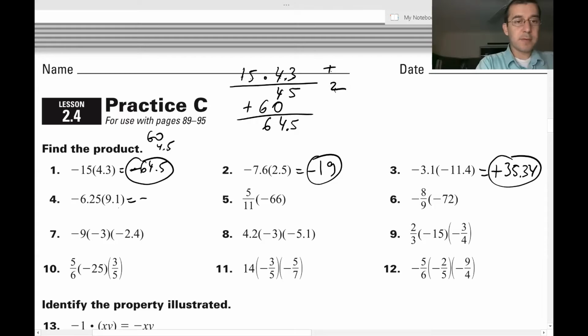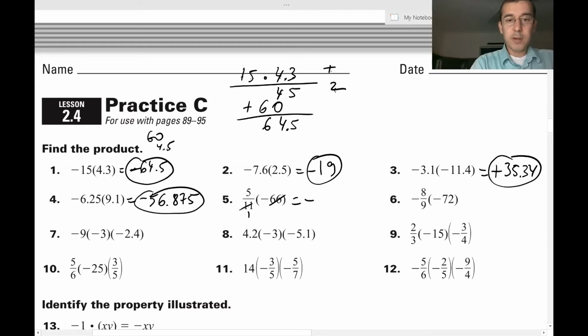Number 4, we have two numbers with different signs. The product is negative, and then 6.25 times 9.1. We have 56.875. For number 5, we have two numbers with different signs. The product is negative. 11 and 66 cancel out by 11. So here we get 1. 11 divided by 11 is 1. 66 divided by 11 is 6. And then 5 times 6 is 30. So minus 30 is the answer for number 5.